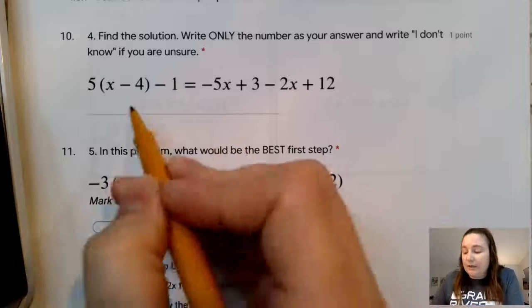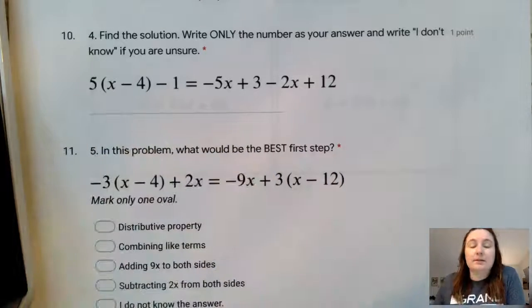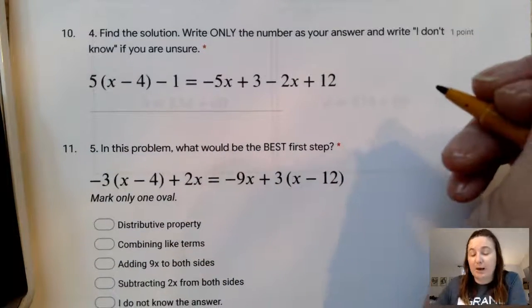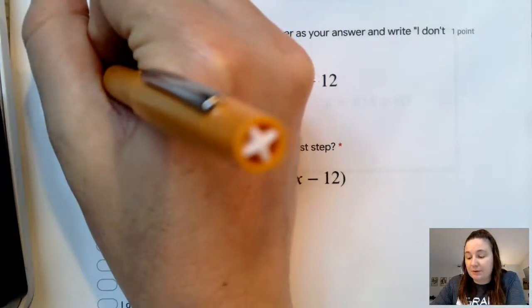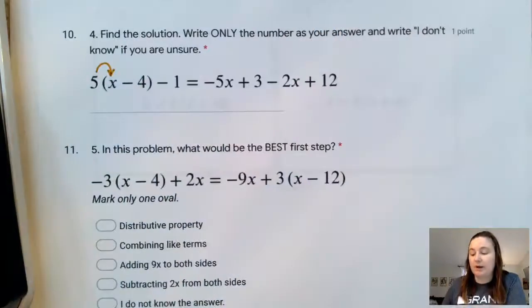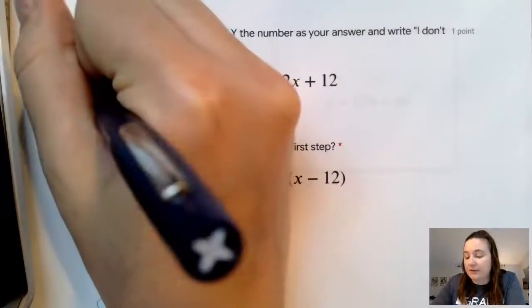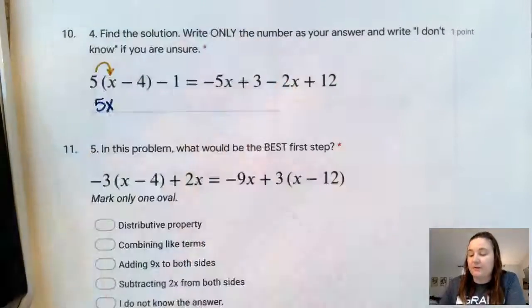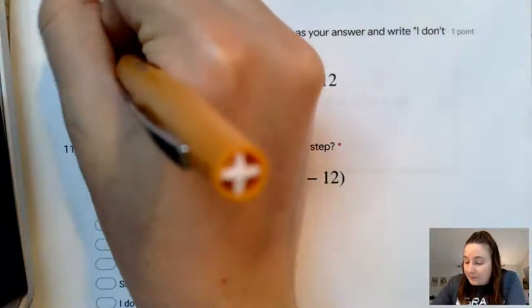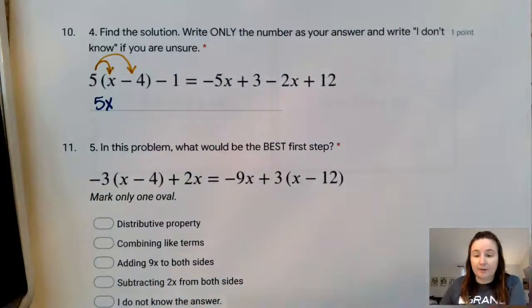But the first thing I notice is these parentheses, and so I'm going to start with a distributive property, and I'm going to distribute the 5 to both parts inside the parentheses. So 5 times x gives me 5x, and 5 times negative 4 gives me negative 20.